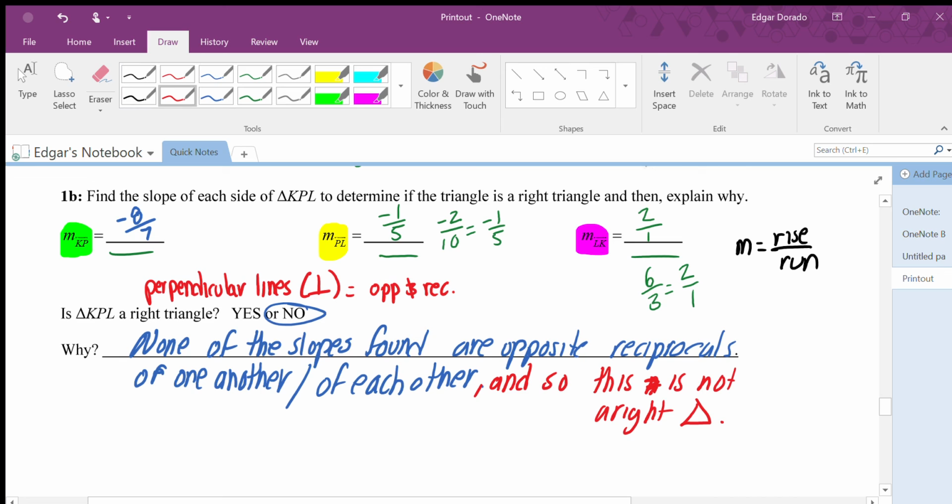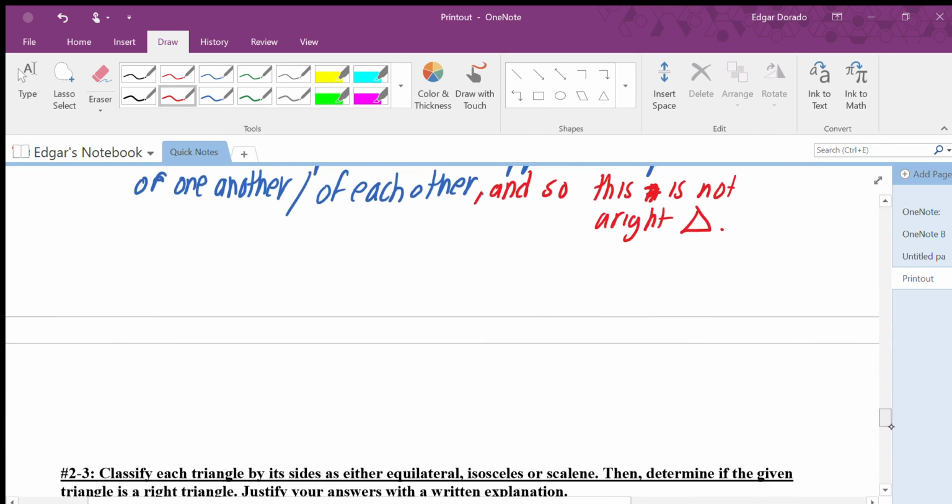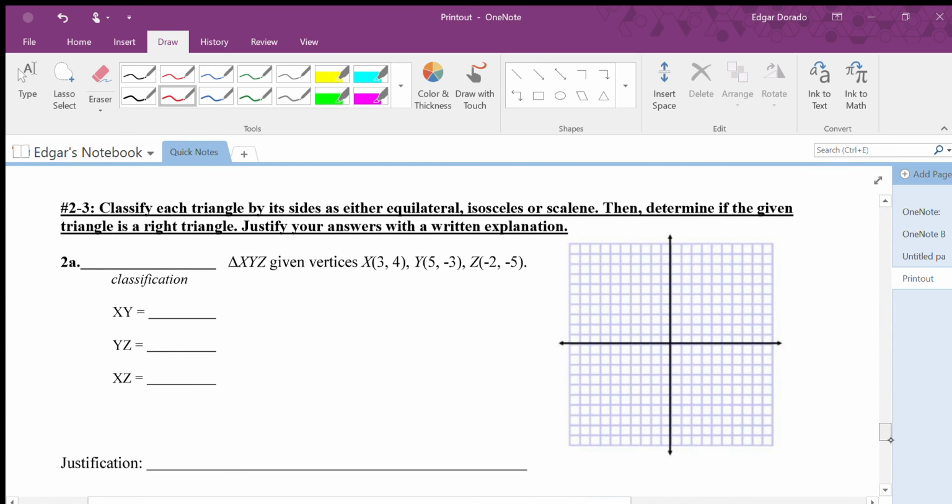Okay, again, remember, the only time you can have a right triangle or even just a right angle is if you have two lines that are perpendicular. Okay, and when we're dealing with perpendicular and slopes, we need to have opposite and reciprocal slopes, which this particular problem did not have. Okay. Alright guys, let's go ahead and do one more here, and then I'm going to have you guys try out the last one on your own. So let's go ahead and take a look at this.